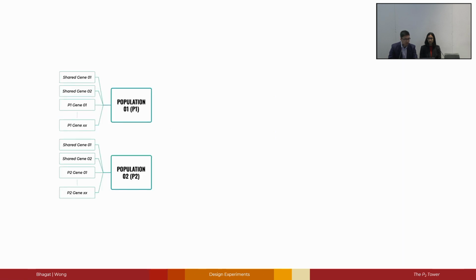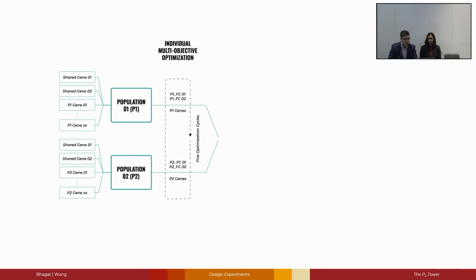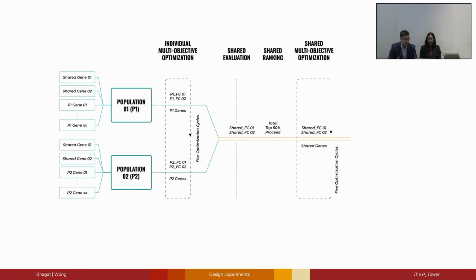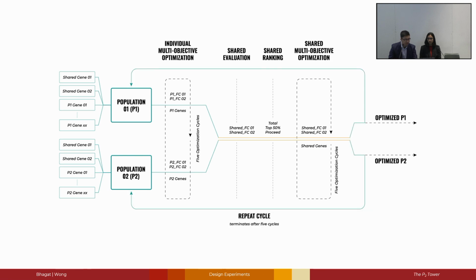We developed a plugin for Grasshopper to enable this parallel evolution, which cycled between optimizing each population independently and optimizing the shared parameters between the 2 collectively.